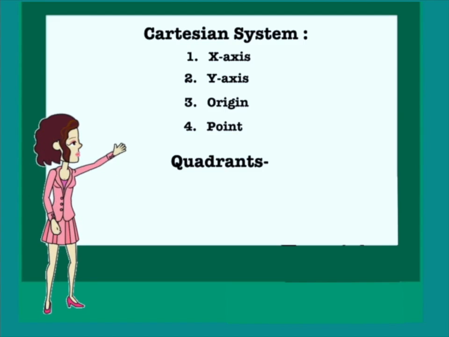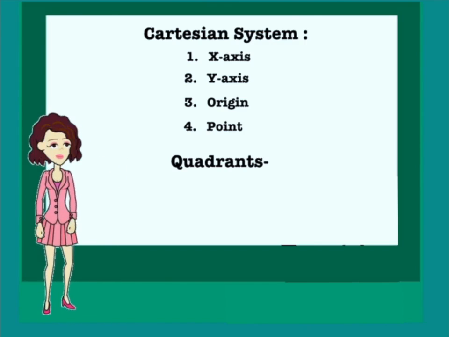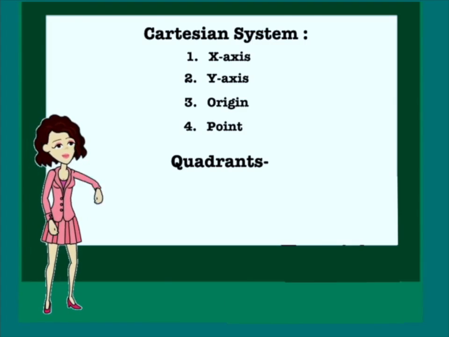Today I will discuss the Cartesian system. What is the Cartesian system? What is the x-axis? What is the y-axis? What is the origin? What is a point? And quadrants.